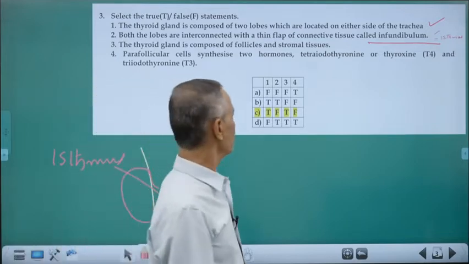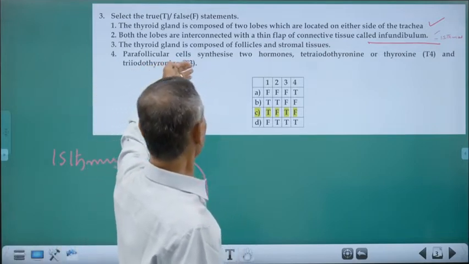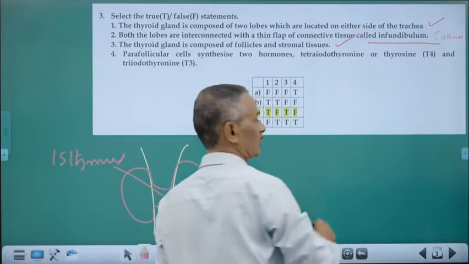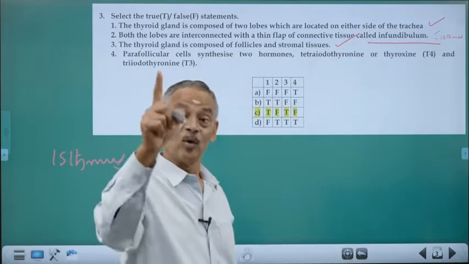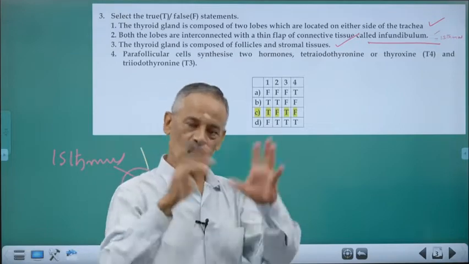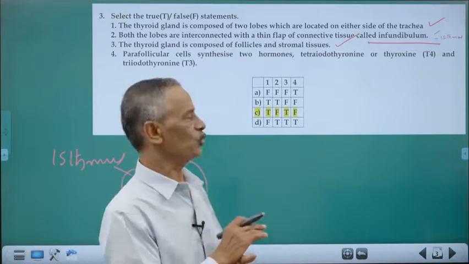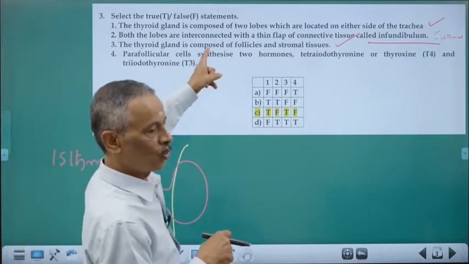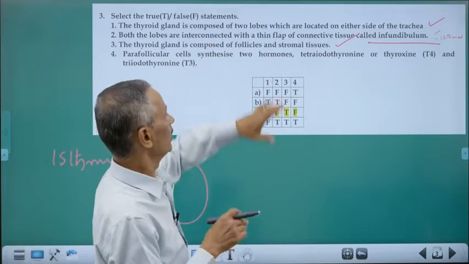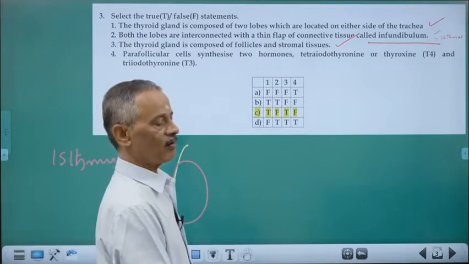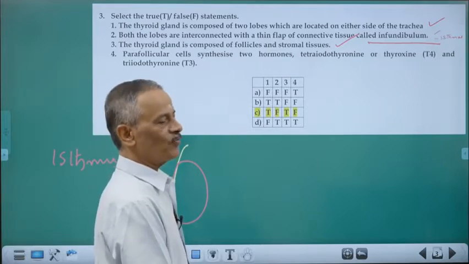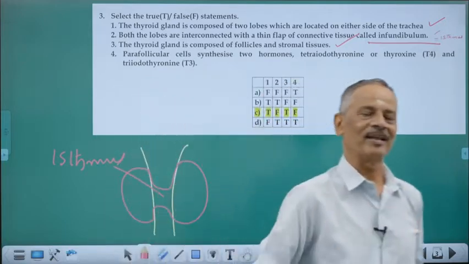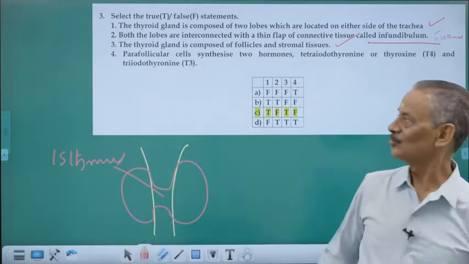The thyroid gland is composed of follicles and stromal tissues, correct? The structure of the thyroid is similar to that of the ovary. Both are having same follicles in stroma, connective tissue matrix. Parafollicular cells synthesize two hormones. Now, follicular cells produce the T3, T4, which are called the thyroxines. And parafollicular cells are producing thyrocalcitonin, or simply we can call it as calcitonin. So that is wrong.